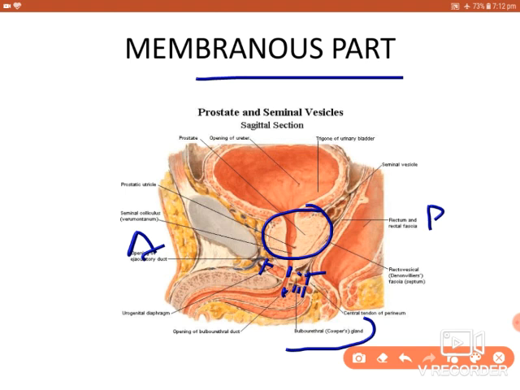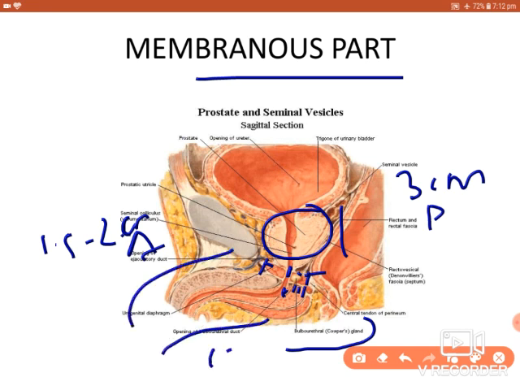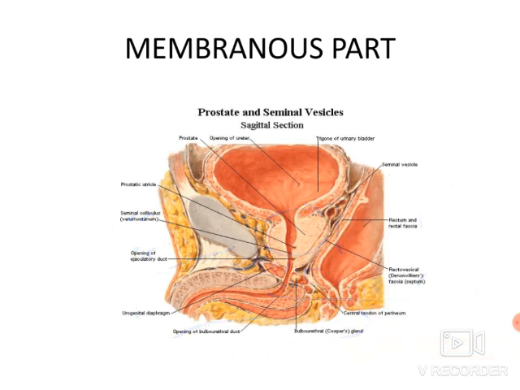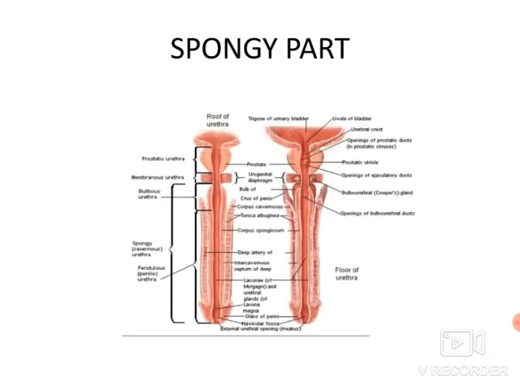It's only some 1.5 to 2 centimeter in length. This prostatic part is 3 centimeter in length, and the spongy part or the penile part is 15 centimeter in length. So that is the average length. The diameter of this spongy part is 6 mm. That's about the membranous part.